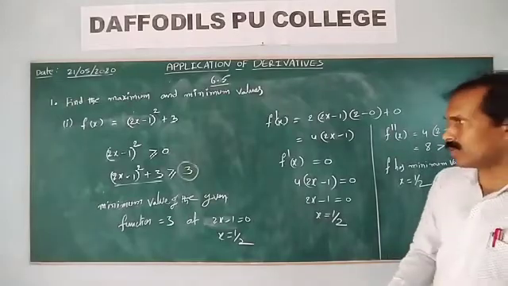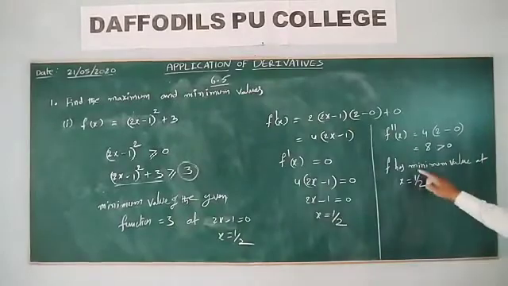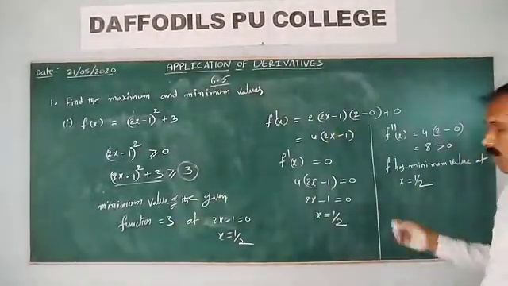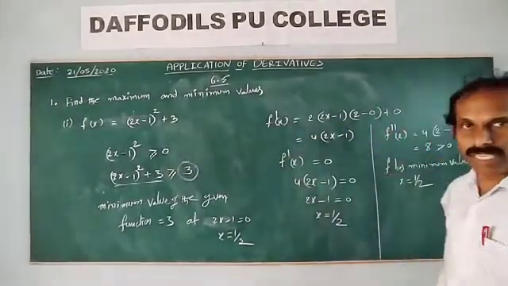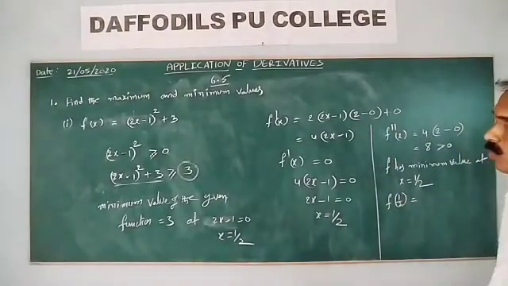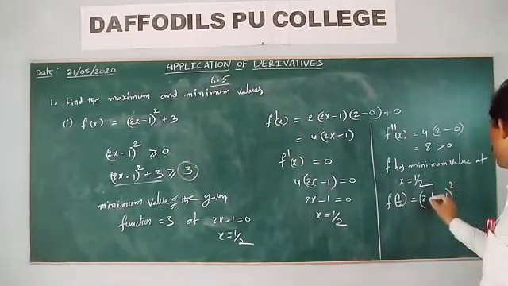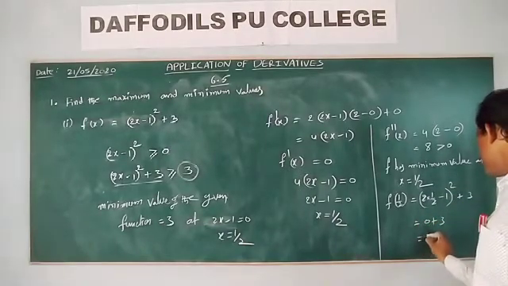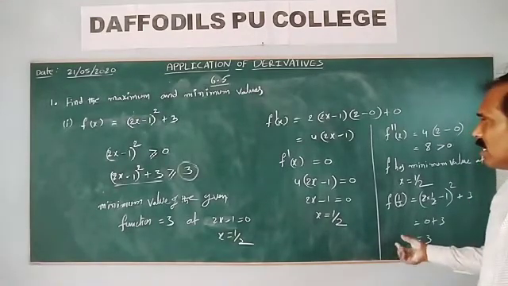Okay, what is the maximum value? Here it is already said that it is the minimum value. So the minimum value is equal to 3. Now we will find the minimum value. How to find it? Substitute the critical point in f. f of c is the minimum value. Therefore, f of 1 by 2 is equal to 2 into 1 by 2 minus 1 whole square plus 3. The 2s cancel, giving 0 plus 3. What is this answer? 3. 3 is the minimum value.